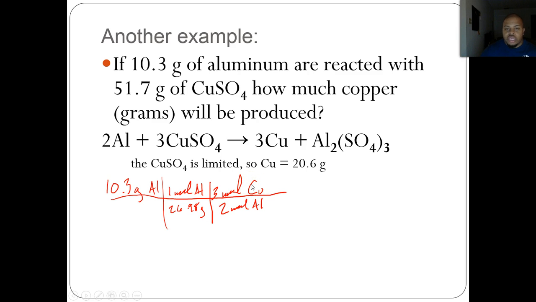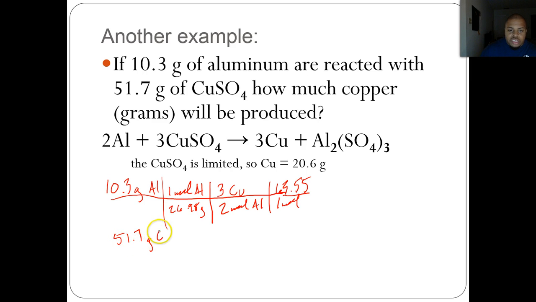Oops, sorry. Actually, I gotta go back a step. I made a mistake. I almost made a mistake there. Again, the goal is how much copper will be produced. So, 3 moles of copper will be produced, and 1 mole of copper has a mass of 63.55. And set up a table for the second part.